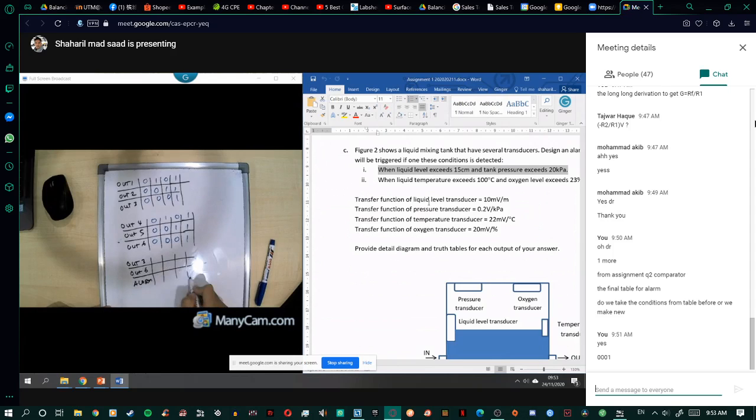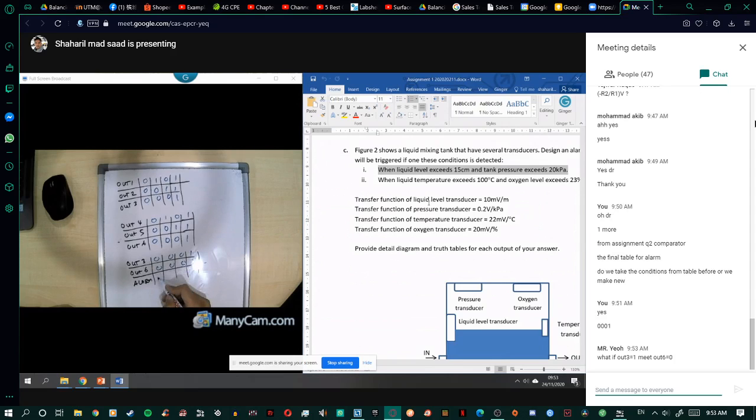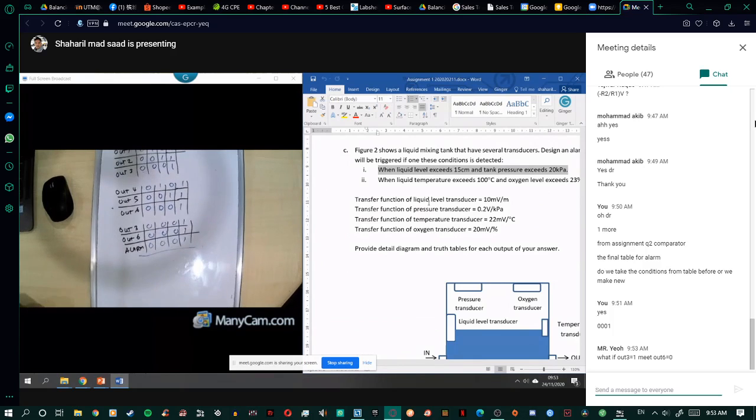Okay, 1, 2, 3. So now you just take it. This is what happened: 0, 0, 0, 1 and 0, 0, 0, 1. So you just multiply it. So your alarm will be triggered if one of the conditions is met, which means OR. So plus 0 plus 0, 0 plus 0, 0 plus 0, 1 plus 1, 1. What is output 3 equal to 1 and output 6 equal to 0?